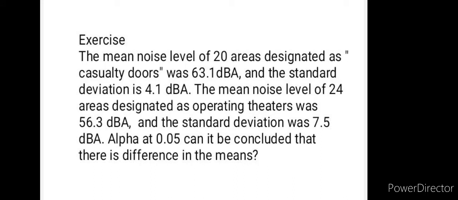Let's have an exercise. The mean noise level of 20 areas designated as casualty doors was 63.1 dBA, where dBA means the noise level, and the standard deviation is 4.1 dBA. The mean noise of 24 areas designated as operating theaters was 56.3 dBA, and the standard deviation was 7.5 dBA. At alpha 0.05, the significance level, can it be concluded that there is a difference between the two means? So let's do it.